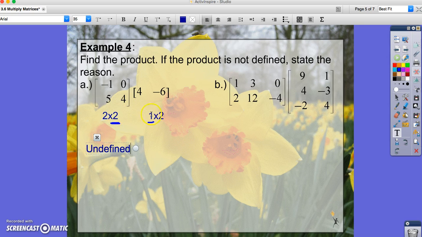Why? Because these middle numbers do not match up. And this is the proof. This is the reason why it will not work. Okay? So you don't have to show any work other than show me the dimensions and underlining them. All right, so let's see this next one.